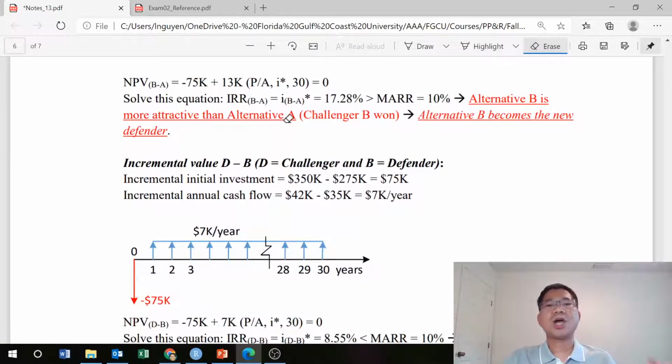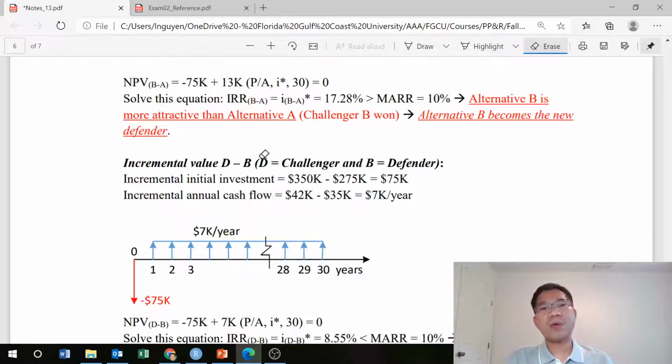See that? Incremental IRR 17.28% is greater than 10%, so go with the challenger. Alternative B is more attractive than A, challenger B1. Alternative B becomes the new defender. In this case, the challenger defeats the defender and becomes the new champion, the new defender.